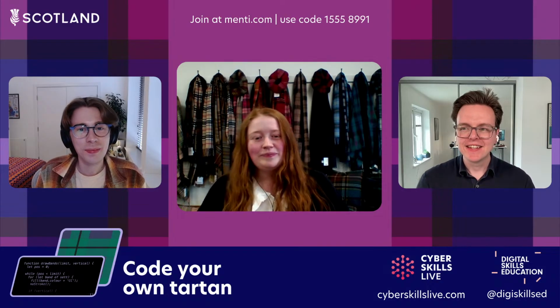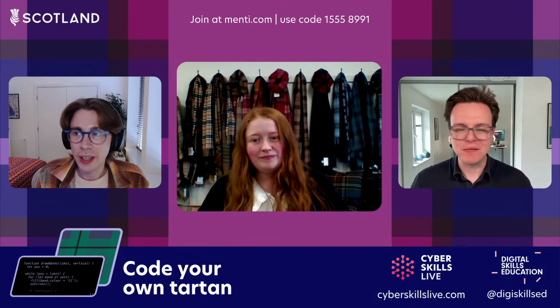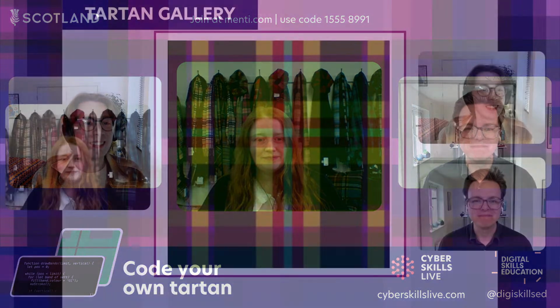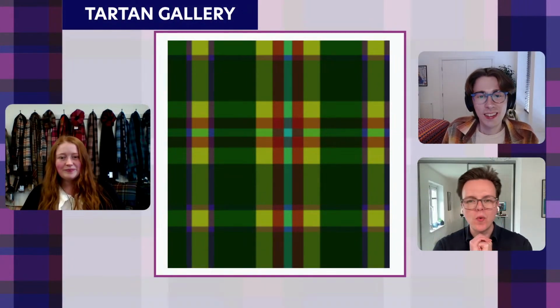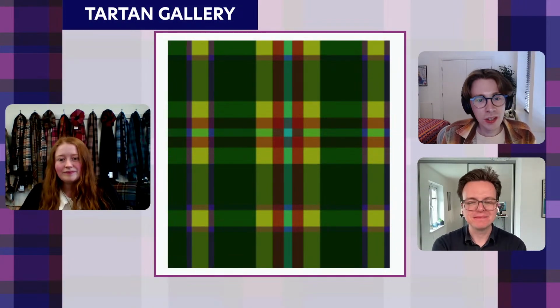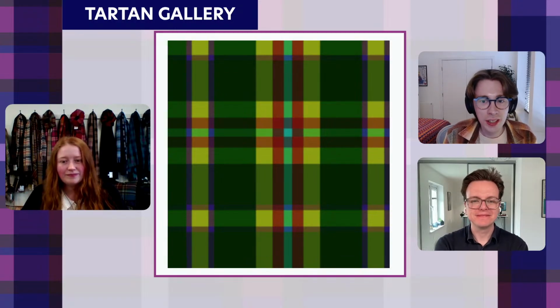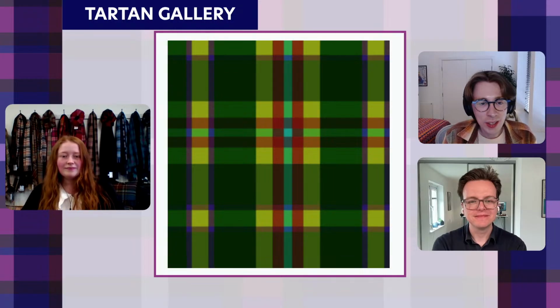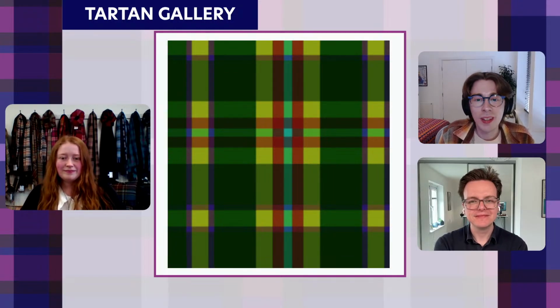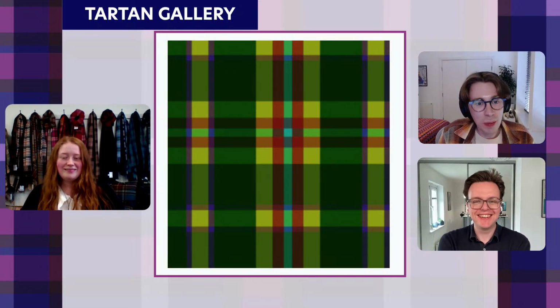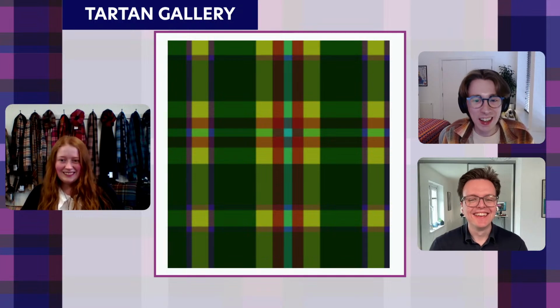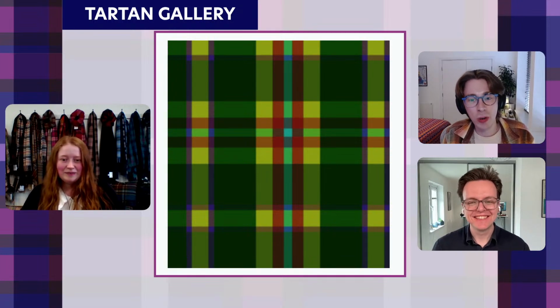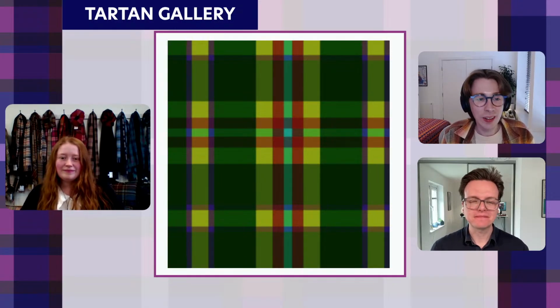Fantastic. Daniel, we've got a couple of minutes left. I'd love to look at some more tartans. Okay. So this tartan here has just arrived hot off the press. It is from Cindy in North Carolina. And this is a representation of Cindy's backyard. So the green is representing the grass and the turf. And the other colours are representing the flowers and the vegetables that are growing in our garden.